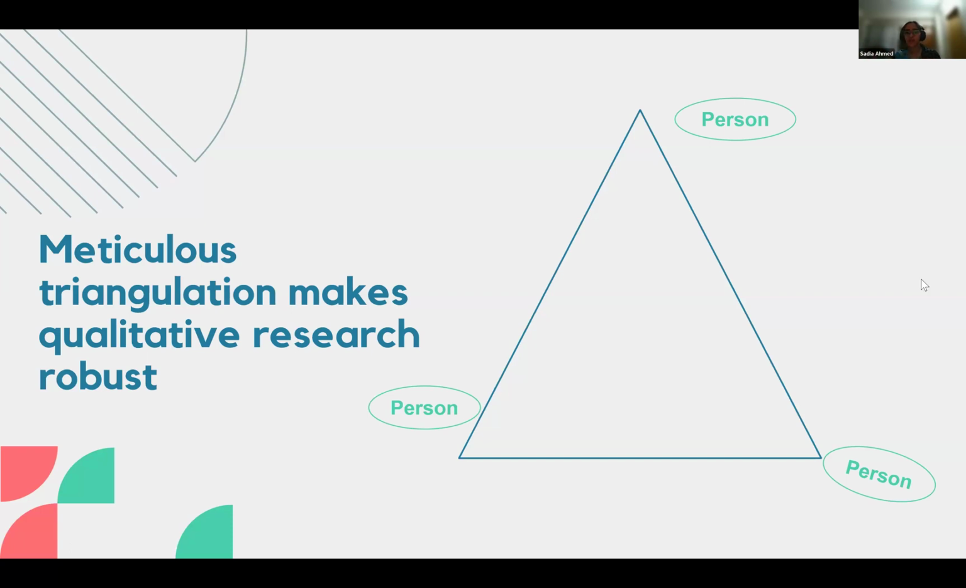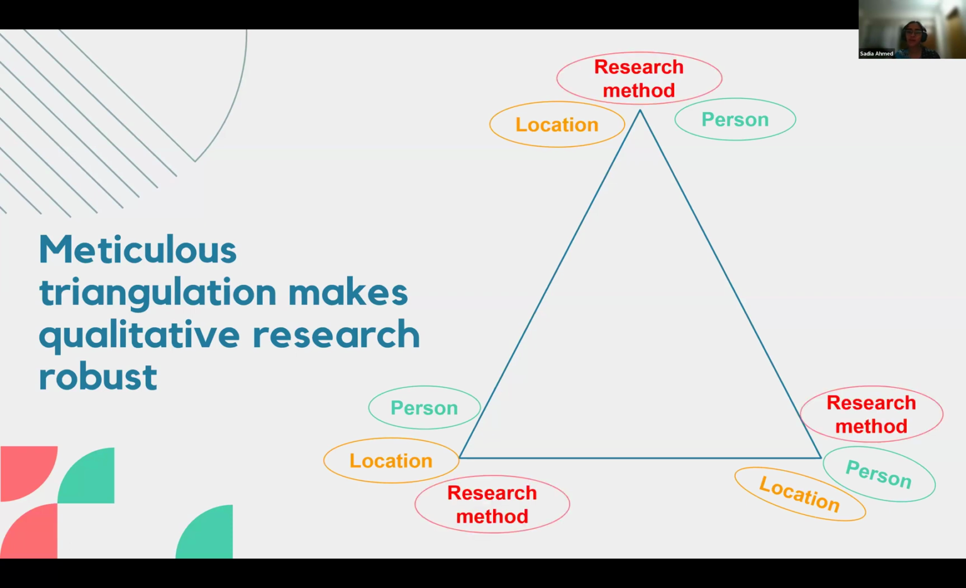You get data from different locations. And then you talk to people from different places, from the people near the town or far away, and you get data from different research methods. By getting these different things and different aspects embedded into your qualitative research, you can use triangulation to make your qualitative research robust.